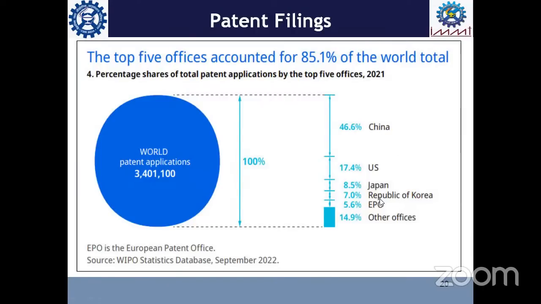These are the 5 countries which are dominating the world with respect to patents. 85% of the patents worldwide are from these 5 countries: China, US, Japan, Korea, and Europe. All other countries are contributing to an extent of 15%. And these 5 countries are contributing to an extent of 85%. In that, China contributes about 47%, US about 17 to 18%.